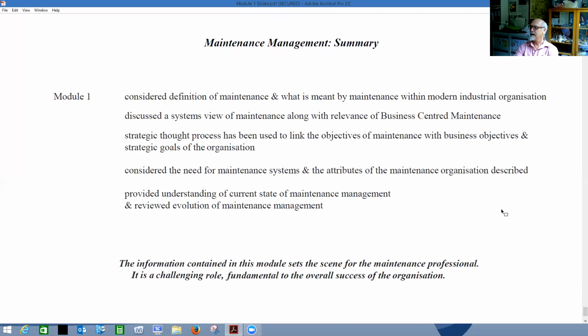This information contained in the module sets the scene for maintenance for you as a maintenance professional. It's a challenging role, fundamental to the overall success of the organization, just like production, just like marketing, just like anything else. But overall, as you can see, a very, very responsible, very, very detailed and interrelated task to be involved with maintenance.